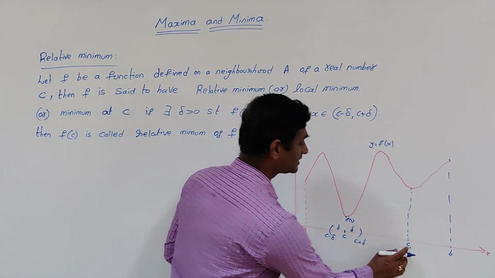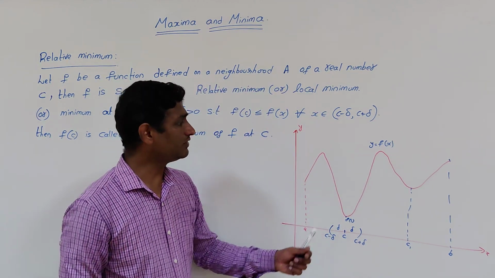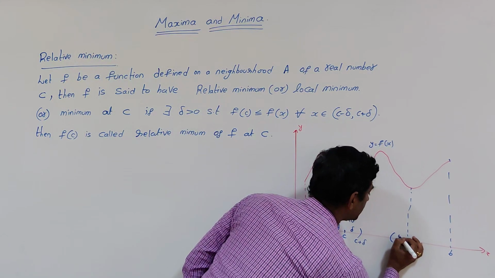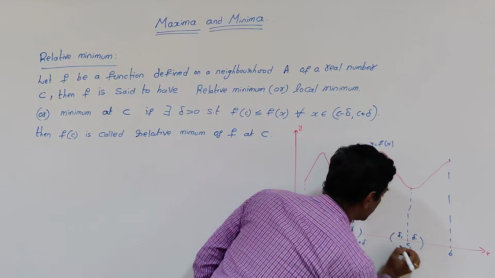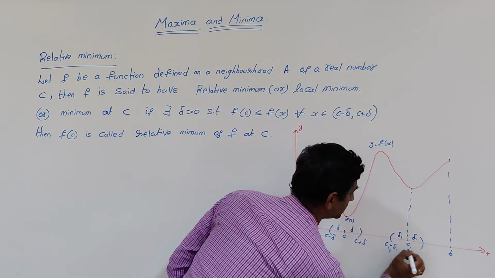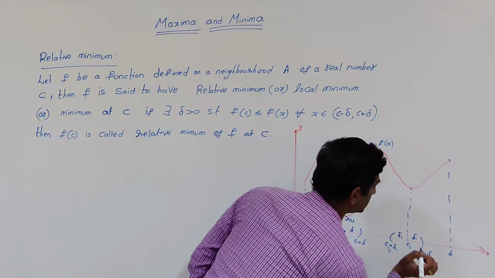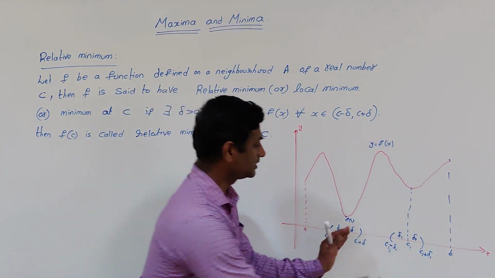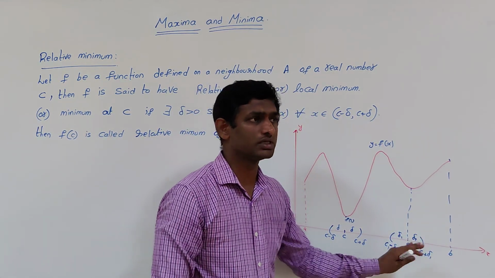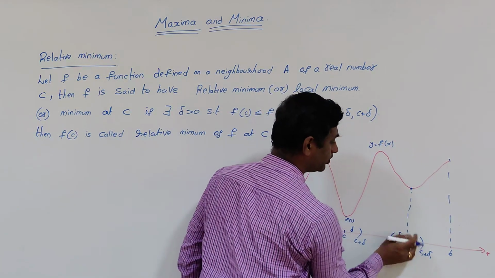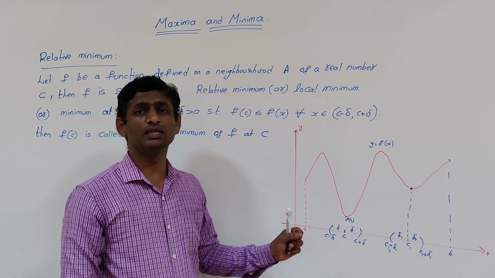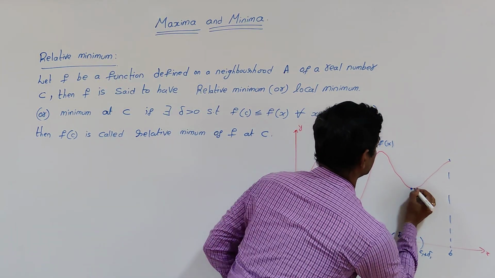Similarly, we can go for C1. If you take a small neighborhood of C1 with some delta distance, delta 1 distance, what will be the points? C1 minus delta 1, and this will be C1 plus delta 1 distance. In this interval, in this set of points, the outputs will be greater than f of C1, or f of C1 will be the least value among this interval. So this is f of C1.